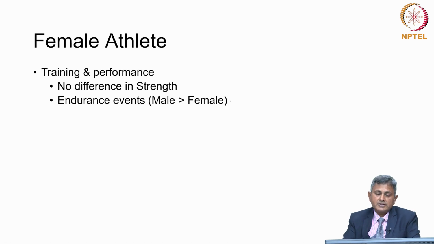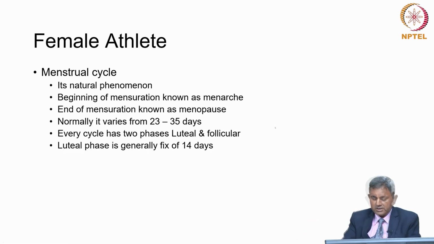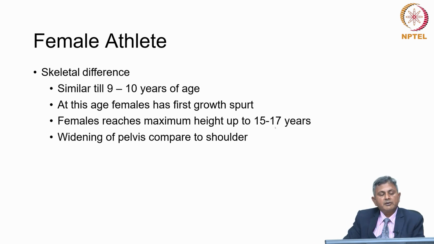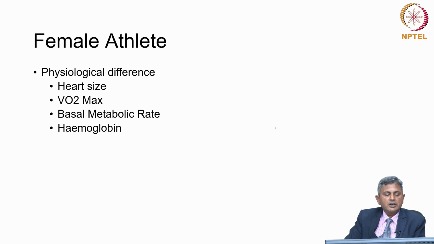But there is no difference in terms of strength gain. If a female athlete of the same size and same height is practicing with the same weight, there is no difference in the strength gain. There might be less hypertrophy of muscles, but the strength is almost equal. But for endurance, because their heart size is small and their hemoglobin is also less, and the endurance VO2 max is also less, their endurance capacity is less than the male. So apart from this, these are the major differences: skeletal differences, body composition, physiological, and training.